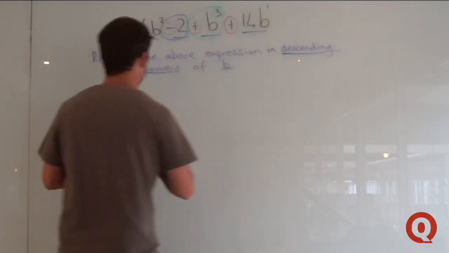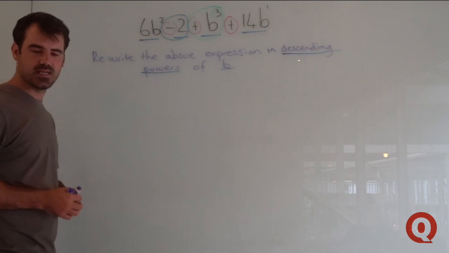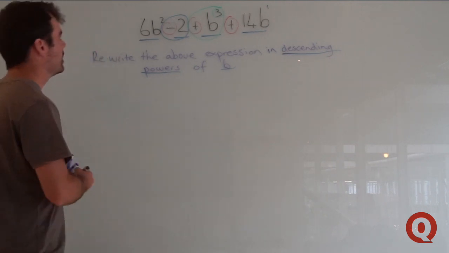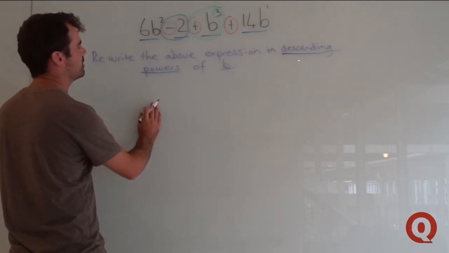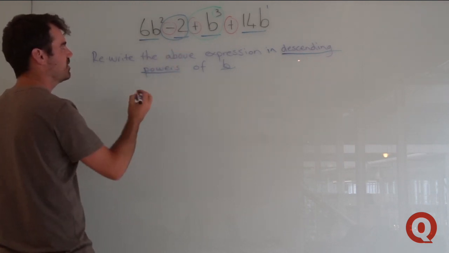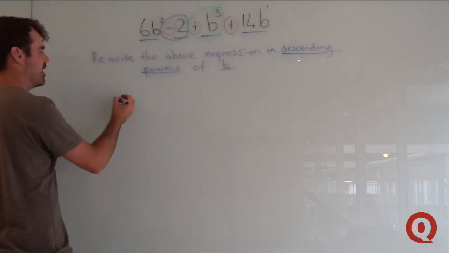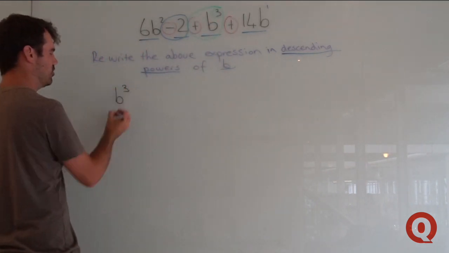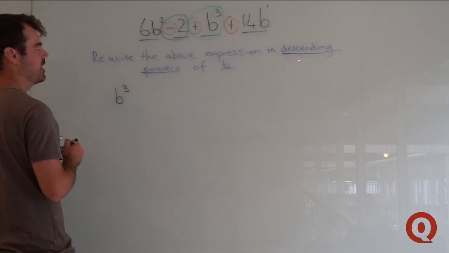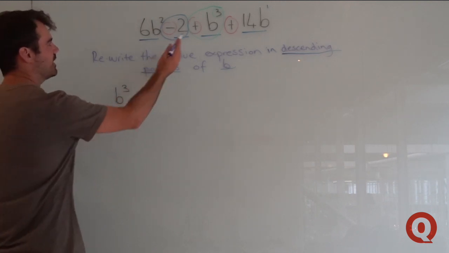So now, let's get back to the question. It says, rewrite the above expression in descending powers of b. Well, what's going to happen first is the variable with the highest exponent, and that's going to be a positive b cubed. So I can almost erase that and now have b cubed. I don't put the plus sign here, it doesn't make sense to do that. But if it was a minus sign, I would have to. Then that's done. What's the next one?